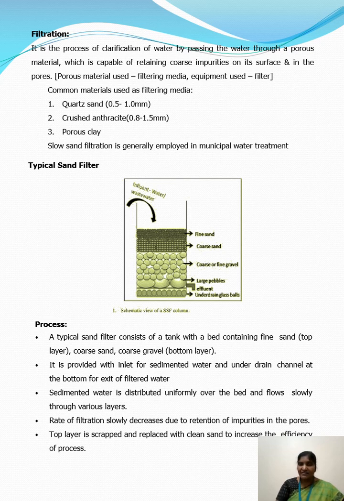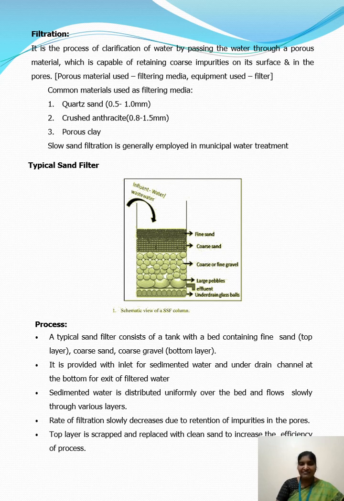It is a process of clarification of water by passing the water through a porous material. It is capable of retaining all the coarse impurities on its surface and in the pores. The porous material that can be used is a filtering media. The picture here is a typical example of a sand filter. The equipment is called a filter. We will talk about the commonly used materials as filtering media. Number one, it can be quartz sand. Number two, it can be crushed anthracite. Number three, it can be porous clay.